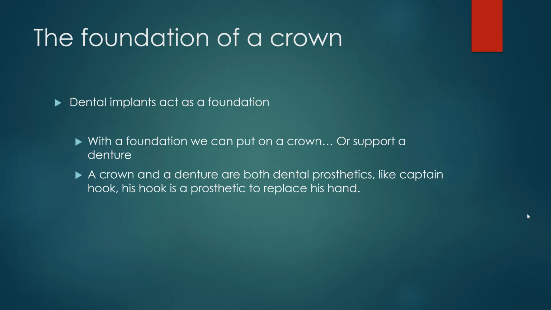Here is my little example: a crown and a denture are both dental prosthetics. I explain it like Captain Hook, who has a prosthetic hook instead of a hand. That's what we're talking about in the mouth. People don't commonly think of their crowns as prosthetics. That's technically fixed prosthetics. We don't remove the crown. But if you had a partial or a stay plate or something like that, where that crown or that tooth comes in and out, then it's removable and non-fixed.